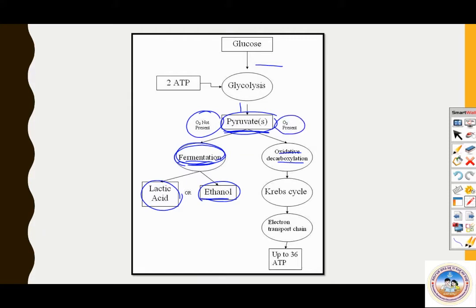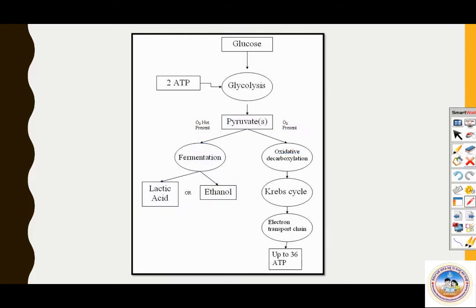Am I clear to you? In the absence of oxygen, it is usually anaerobic. In the presence of oxygen, it is usually aerobic. During the anaerobic process, it will undergo fermentation. So in fermentation, children, either ethanol is produced or lactic acid is produced. Am I clear to you? So this is the thing.